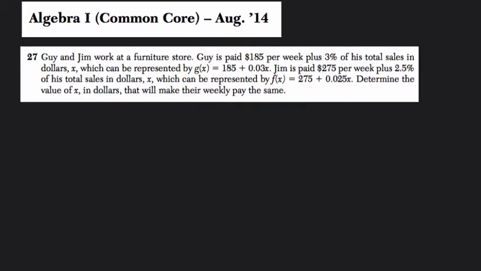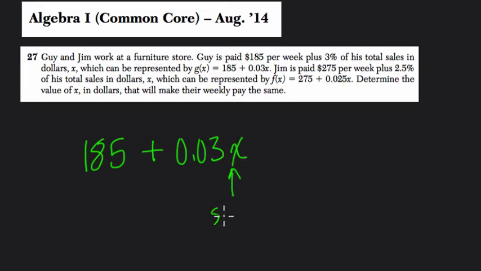Let's start by reading this problem together. Guy and Jim work at a furniture store. Guy is paid $185 per week, plus 3%, that's 0.03, of his total sales in dollars x. So x is the sales in dollars.